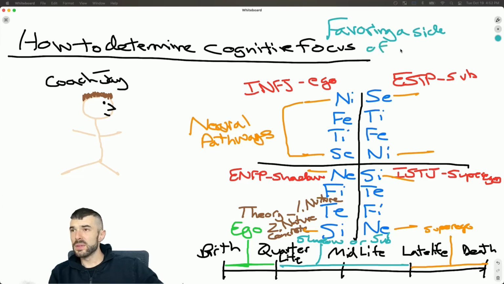That's all it is. He's showing favoritism. He's been caught red-handed for showing favoritism. Literally, Mr. Favoritism. No, just kidding. Just kidding. Favoritism. So he's favoring a side of the mind.